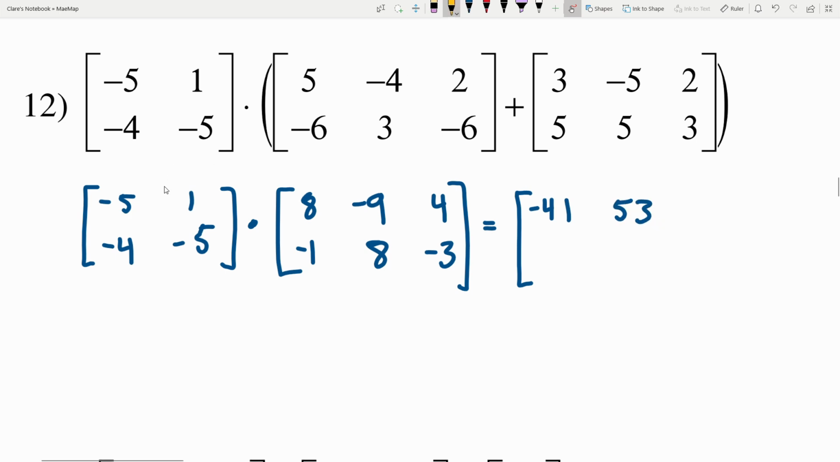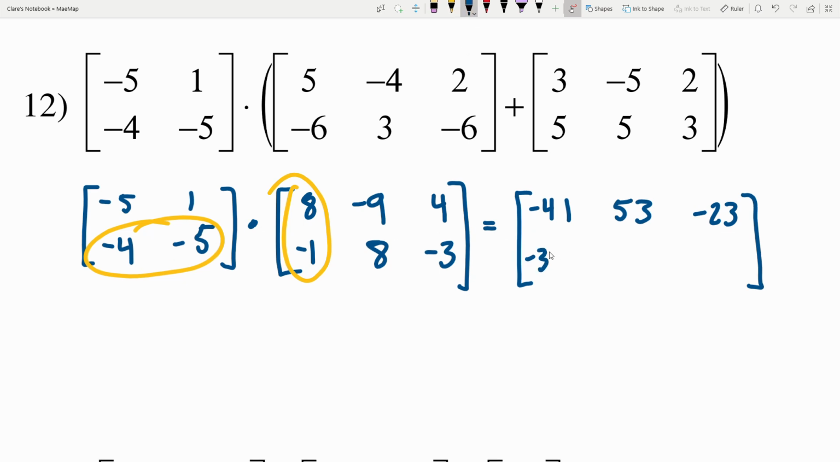And then negative 5, 1, dot it with 4, negative 3. Negative 5 times 4 is negative 20, and I'll be adding that to 1 times negative 3, which is a negative 3. So negative 20 plus negative 3, that's negative 23. Now, onto my last row, negative 4, negative 5, dot it with 8, negative 1. Negative 4 times 8 is negative 32, and then I'll add that to negative 5 times negative 1, which is a positive 5. Negative 32 plus 5 is going to be a negative 27.